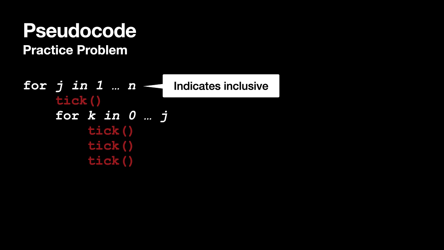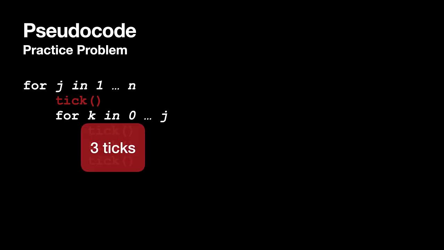Okay, so starting from here, we'll go through our analysis process. And I'm going to start with this inner loop. And I'm going to bundle together those 3 ticks. So inside the inner loop, every time it executes, it does exactly 3 ticks.